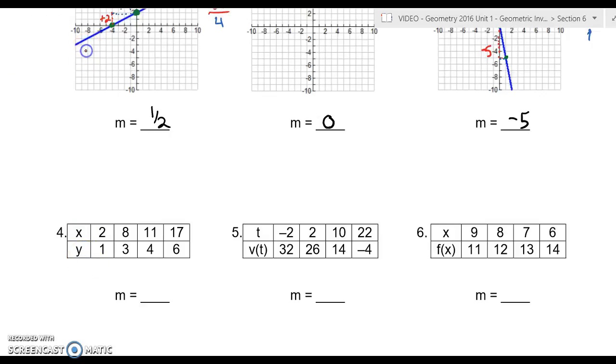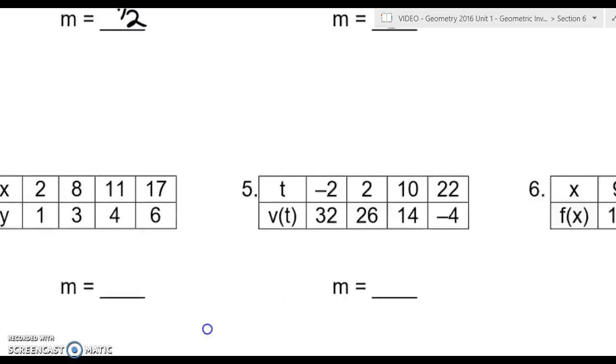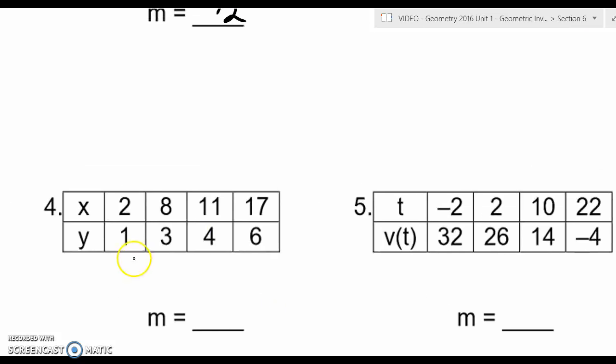So we're going to use the same strategy here. In red, we're going to do the y coordinates. So our y from 1 to 3, that's a plus 2. So I'm going to write it as 2 over. And then for our x's, for the same values, from 2 to 8, I have a plus 6. And then 2 over 6 gets me a third.